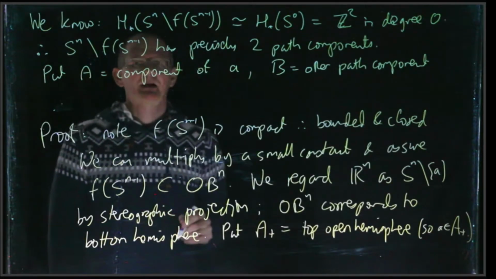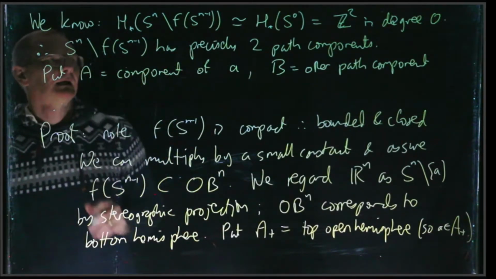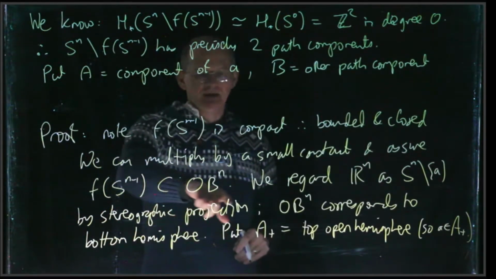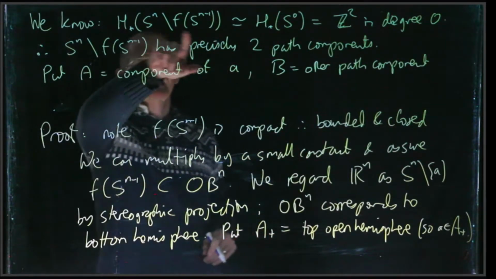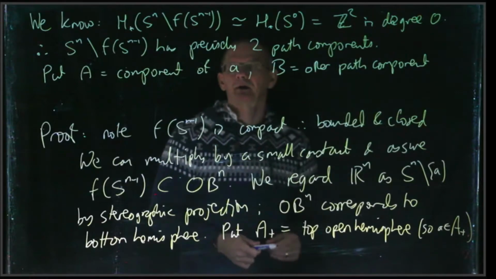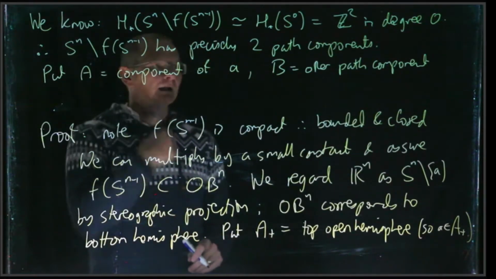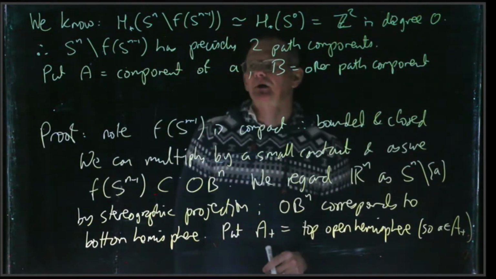Okay, so what do we know about A and B? Well, firstly, as we said, f of S^(n-1) is compact, it's bounded and closed. So this S^n with that removed is an open subset of S^n, and so the path components of an open set are open.